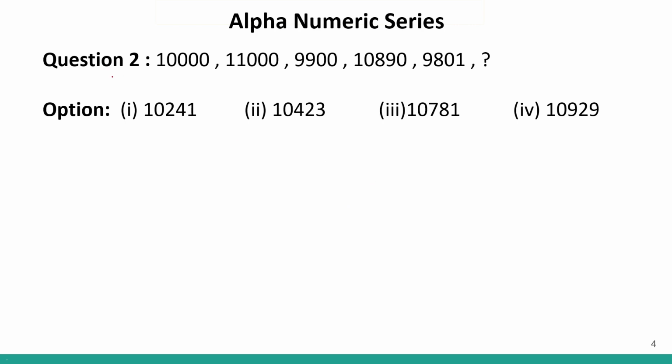Okay, question number 2. This seems a little scary. Okay, very big numbers. But when we solve this, it will be very easy. If I see 10,000 and 11,000, basically I can say that if I multiply 10,000 by 11 by 10, 0 and 0 will cancel out. I will get 11,000, correct? So this is basically multiplication by 11 by 10.